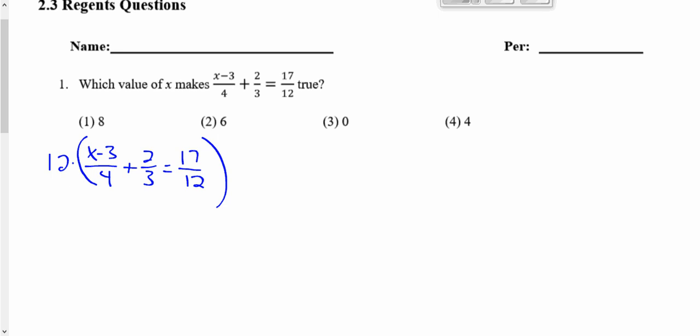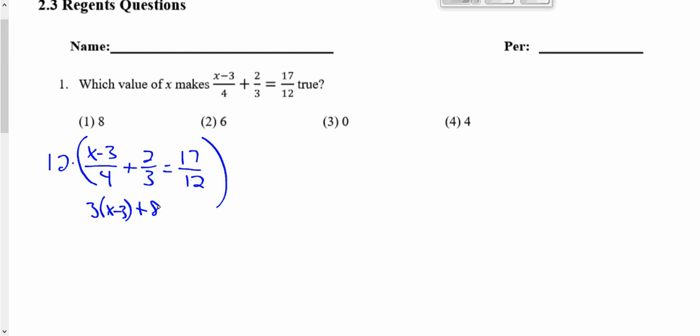Okay. Let's do this. Now, 12 divided by 4 is what, guys? So I have here 3 times x minus 3. You with me? Okay. What is 12 divided by 3? 4. Times 2. 8. Right? Remember, the bottom is divide, the top is multiply.